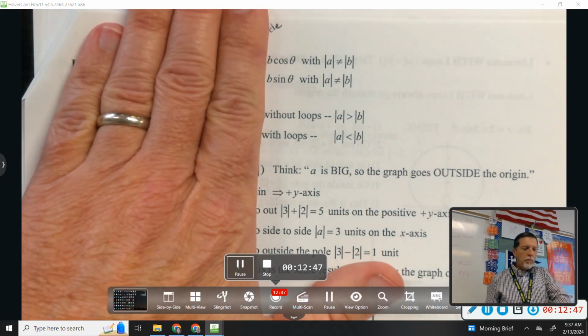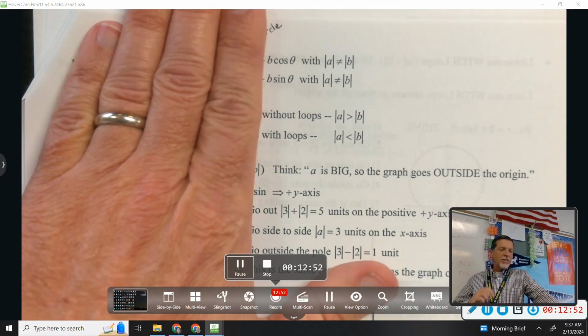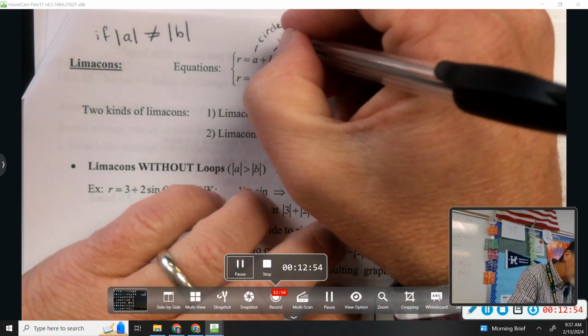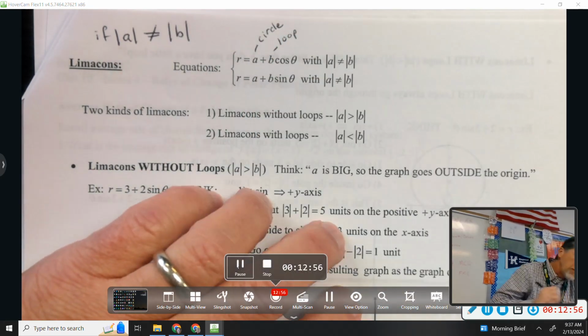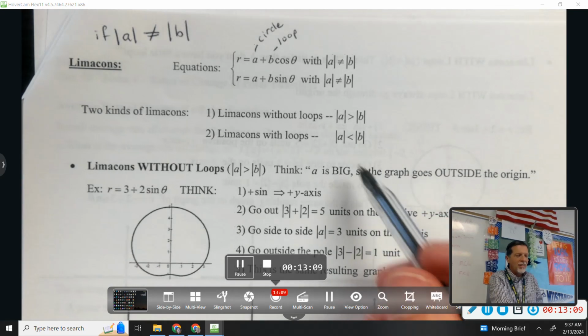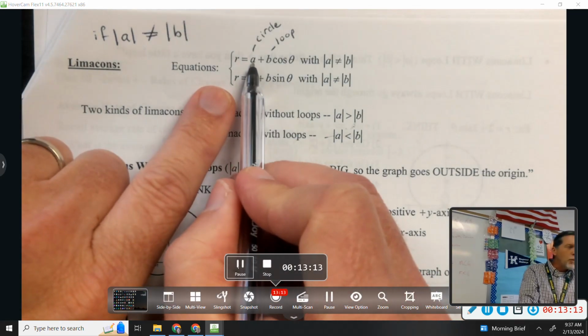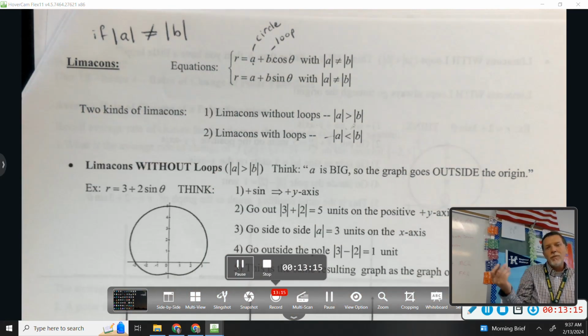And B cosine and B sine, that's the kind of thing that makes roses and loops. That's the loopy kind. So if the circle part is bigger than the loop part, then it's more like a circle. If the loop part is bigger than the circle part, it's more like a loop. So you can memorize the A's and B's like it's sort of written here, but I just think if the circle piece is bigger than the loop piece, it's going to be more like a circle.